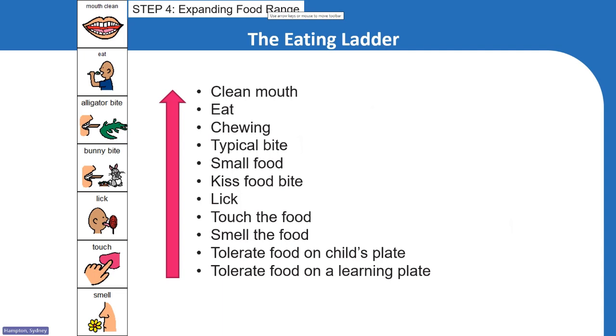For some kids, it might not be very linear, and they might actually tolerate it on their plate and then go right to eating it. It's all going to be dependent on the child and how confident they feel on trying that new food, but this is a sequential ladder that we can think of when exposing new foods.